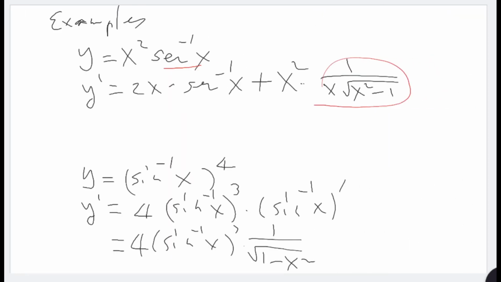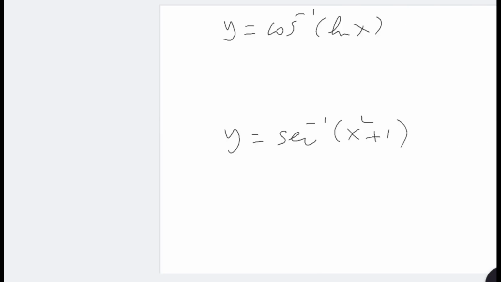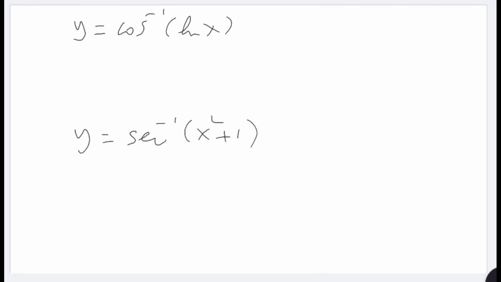So these are pretty straightforward problems involving inverse trig. There's an inverse trig involved in a product, and there's an inverse trig involved in a composite. So in the product, we apply product rule. The composite, we apply chain rule. Let's see more examples.